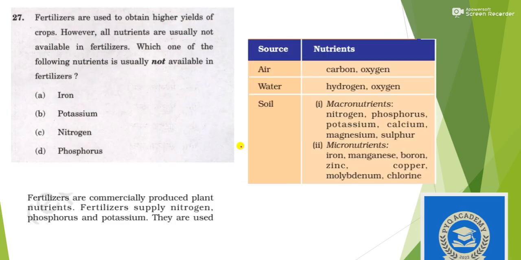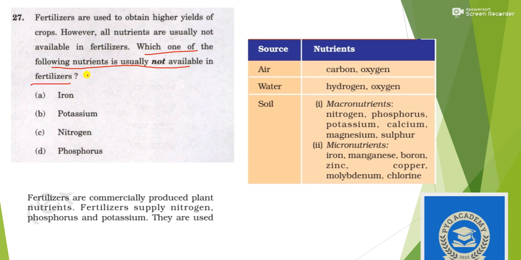The next question is: fertilizers are used to obtain higher yields of crops. However, all nutrients are usually not available in fertilizers. So which one of the following nutrients is usually not available in fertilizers?